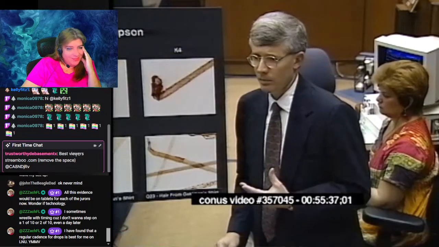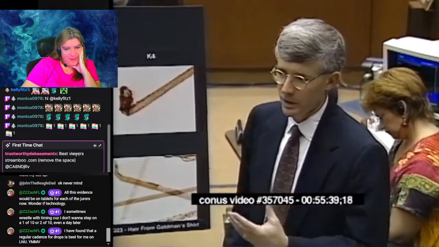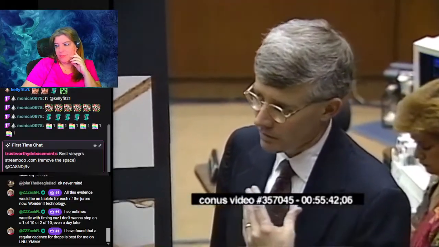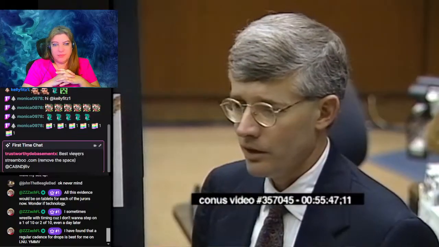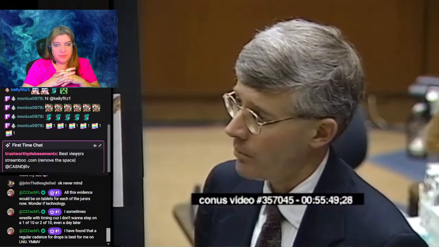Well, the more associations that are made between hairs that vary a little bit in characteristics, the more significant that association is, because you're associating different hairs that also appear in the known sample.